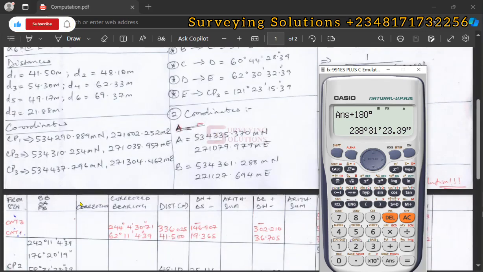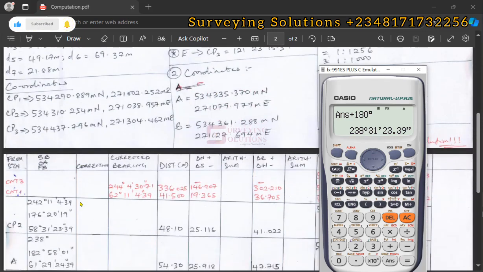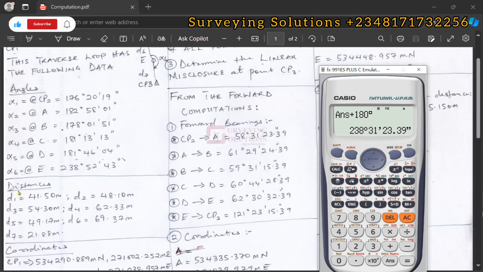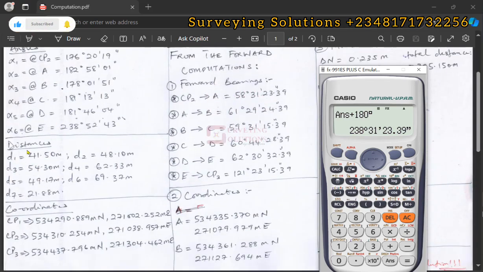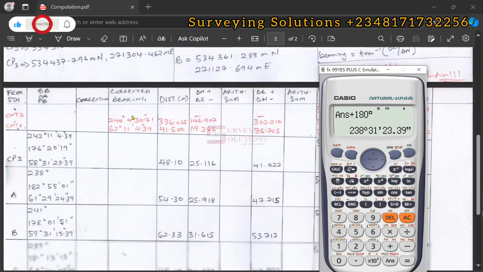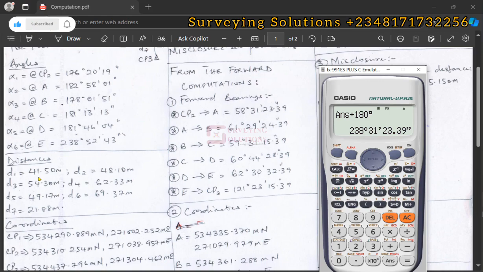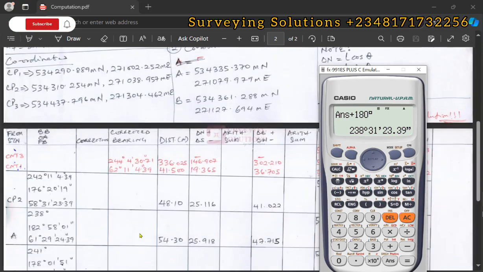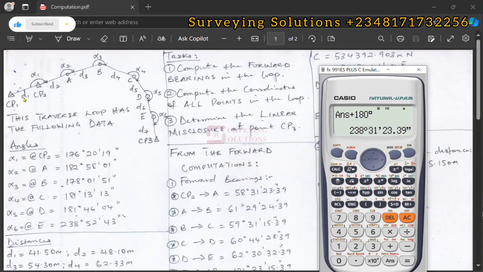Then you now come back to the next data you have, which is the distances, right? Good. Now we told you that we are going to have a check. Now D1, which is the distance between CP2 and CP1 from our back computation, is still 41.50, and then from the question it is also 41.50. So that gives you a check to know that the distance given and the distance you computed are actually the same for this particular line, reason being that it's a fixed line, right? Good.